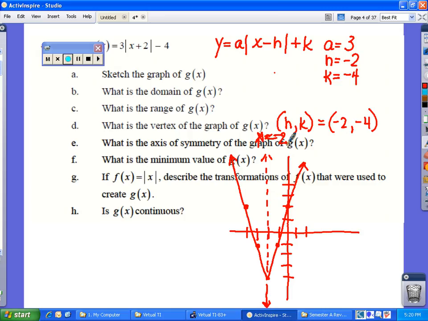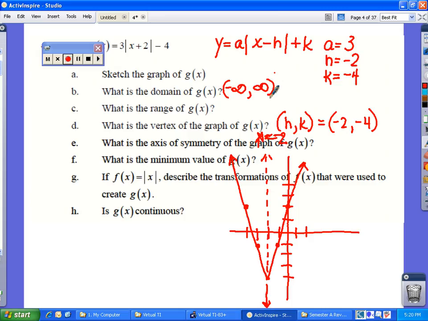Now, what is the domain of g of x? When we think of domain, those are x values. How far left to how far right? Because our graph goes forever in both directions, left and right, we would say our domain is negative infinity to positive infinity. What is the range of g of x?